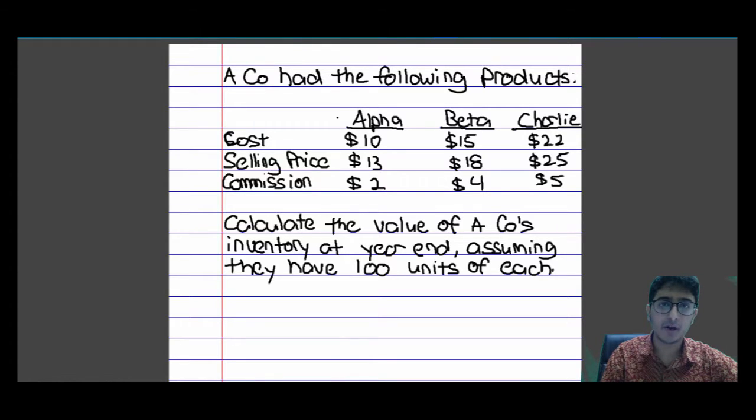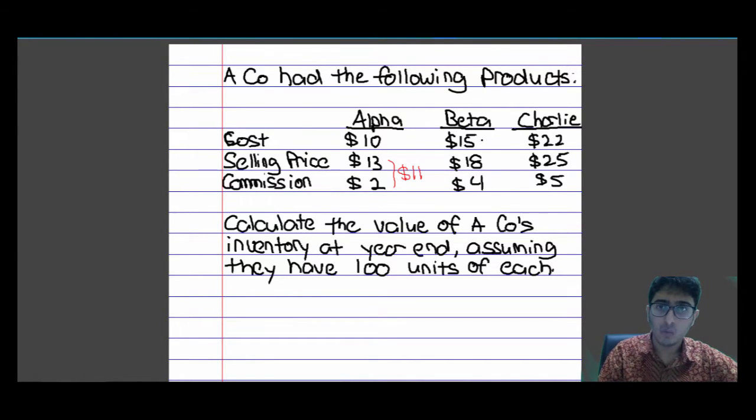If you can see, product Alpha, the cost is $10. Yes? Now, if you see, my selling price is $13. However, I have to pay a commission of $2. This means that my NRV is actually $11.